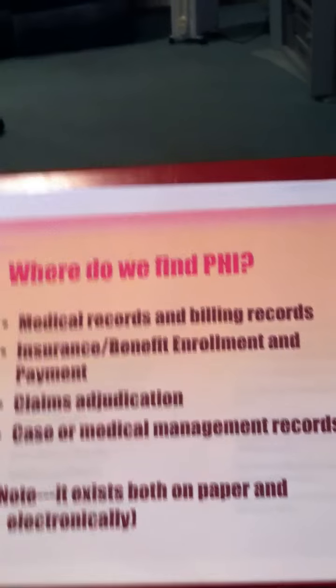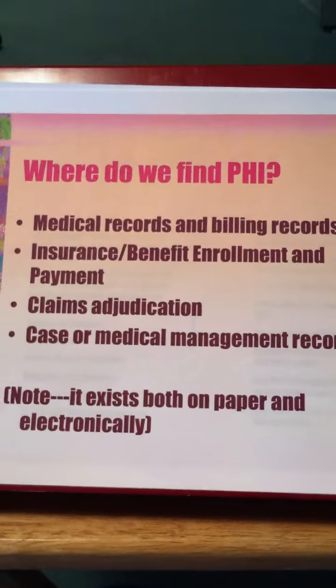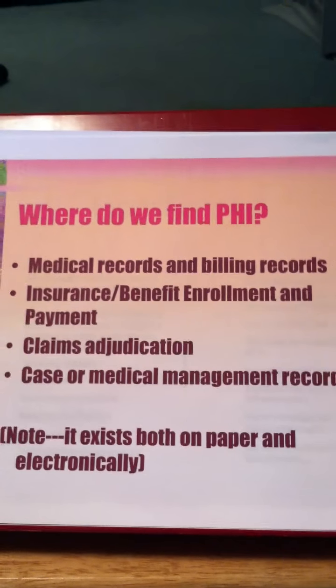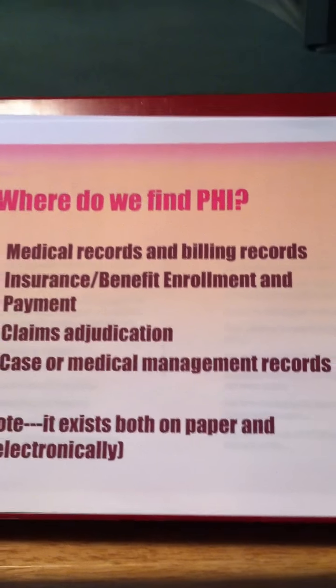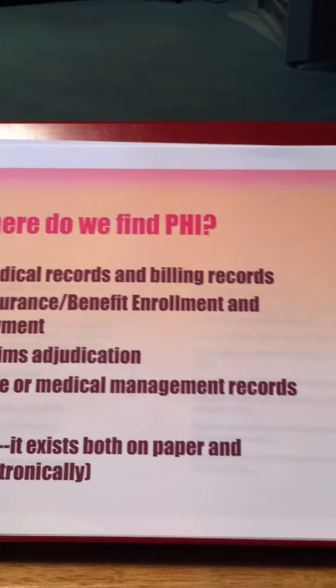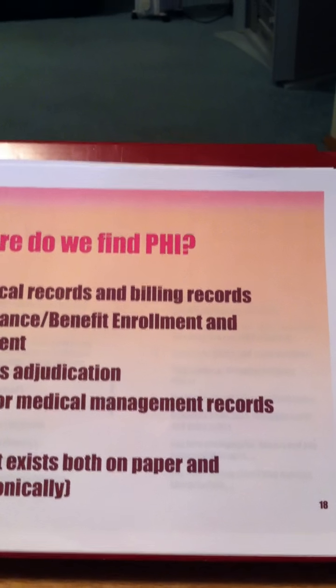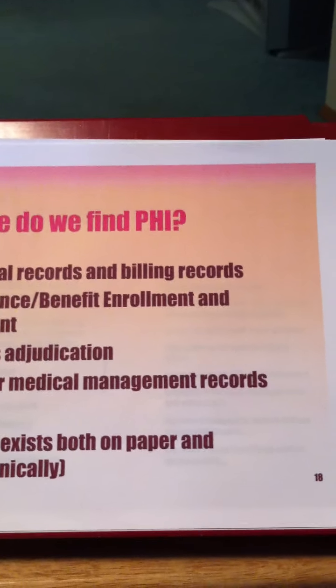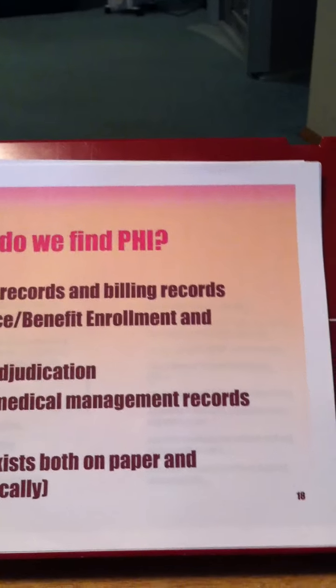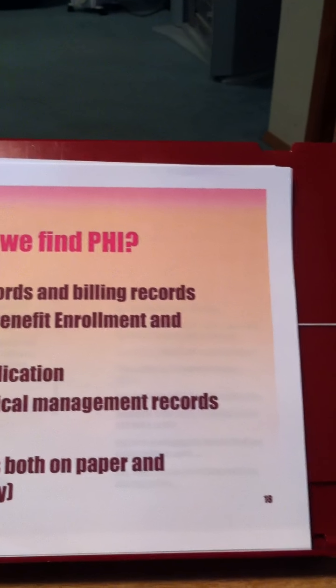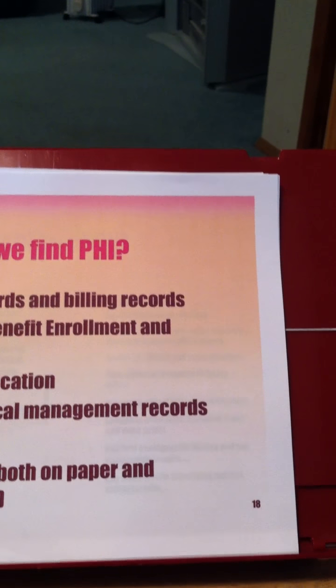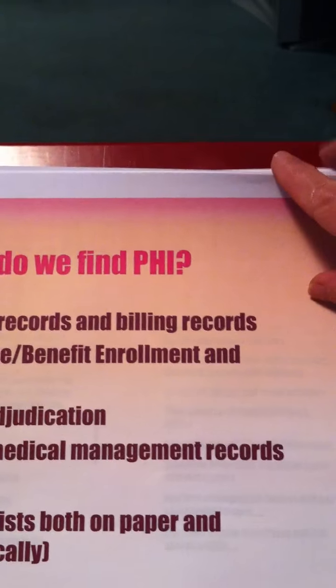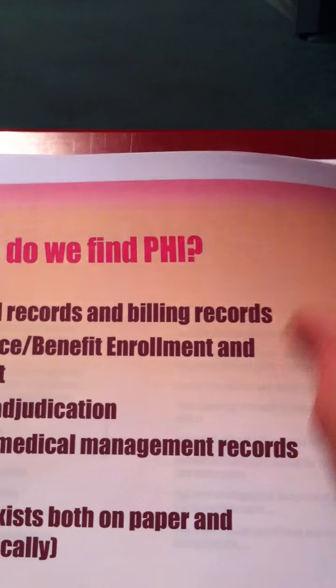Where do we find protected health information? We find it in the medical records department. We find it in the billing department. We find it in insurance and benefit enrollment plans and payments. We find it in claims adjudication. We find it in case or medical management records. Remember, again, it exists both on paper and electronically.